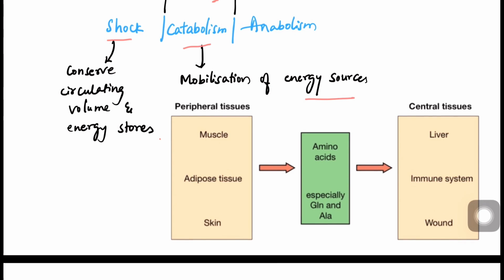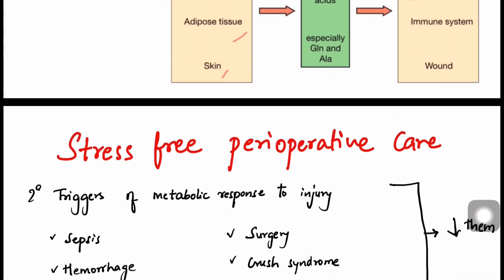This is another image showing how peripheral tissue is traversed and energy sources are mobilized into the central tissues. As we have discussed earlier, there will be degradation of proteins in the muscles, adipose tissue as well as skin, leading to amino acid formation, and then they will be mobilized into the central vital organs like the liver, immune system and wound.